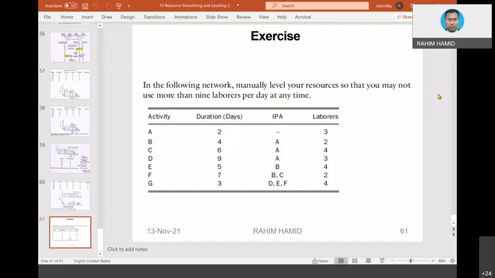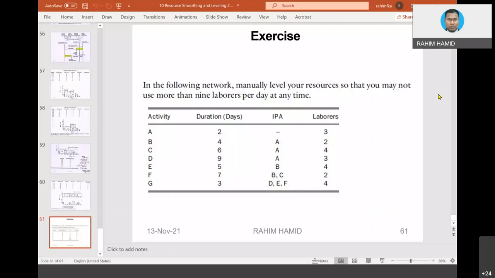Itulah yang sebenarnya kenapa kita gunakan benda tu. Because at the end of the day, we want to know whether when we do some kind of adjustment, is it going to adjust the overall project duration or not? In the case of project smoothing, we want to maintain the overall project completion date, sebab tu kita gunakan total float. Whereas in the case of leveling, it can go a little bit further.